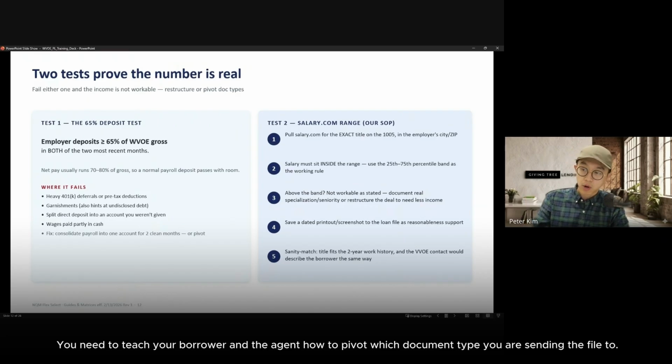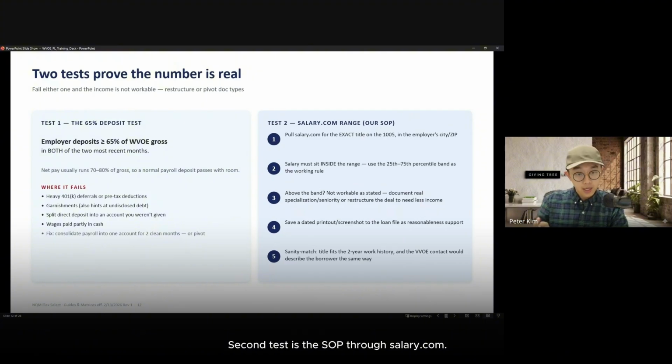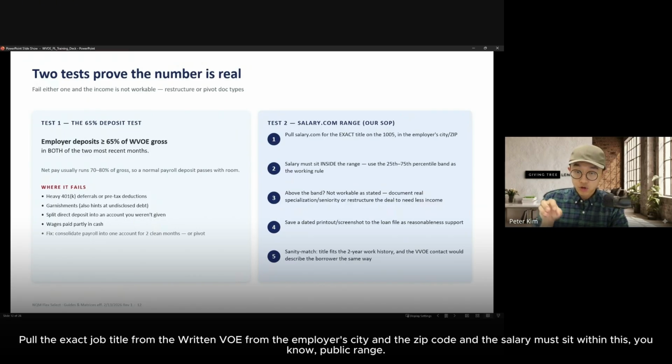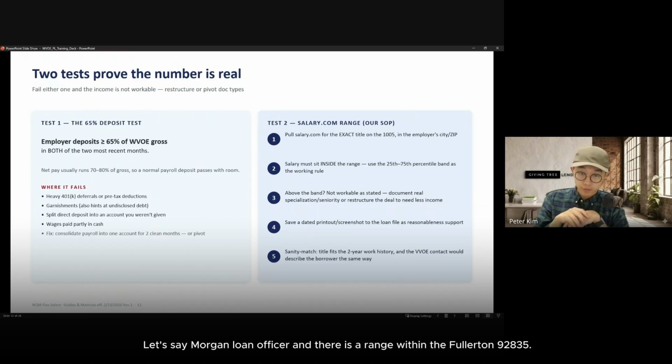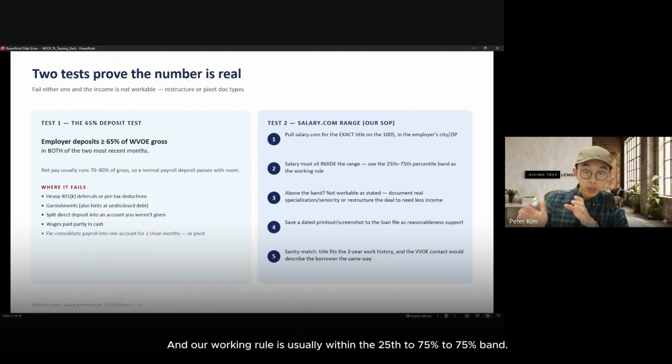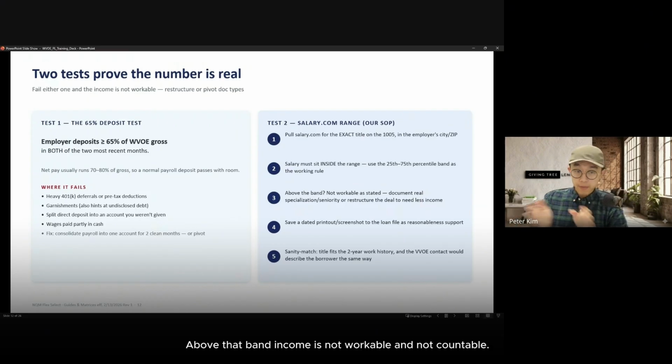You need to teach your borrower and the agent how to pivot which document type we are sending the file to. The second test is the SOP through salary.com. Pull the exact job title from the written VOE, with the employer's city and zip code, and the salary must sit within this published range. Let's say mortgage loan officer, and there is a range within Fullerton 92835. Our working rule is usually within the 25% to 75% band.